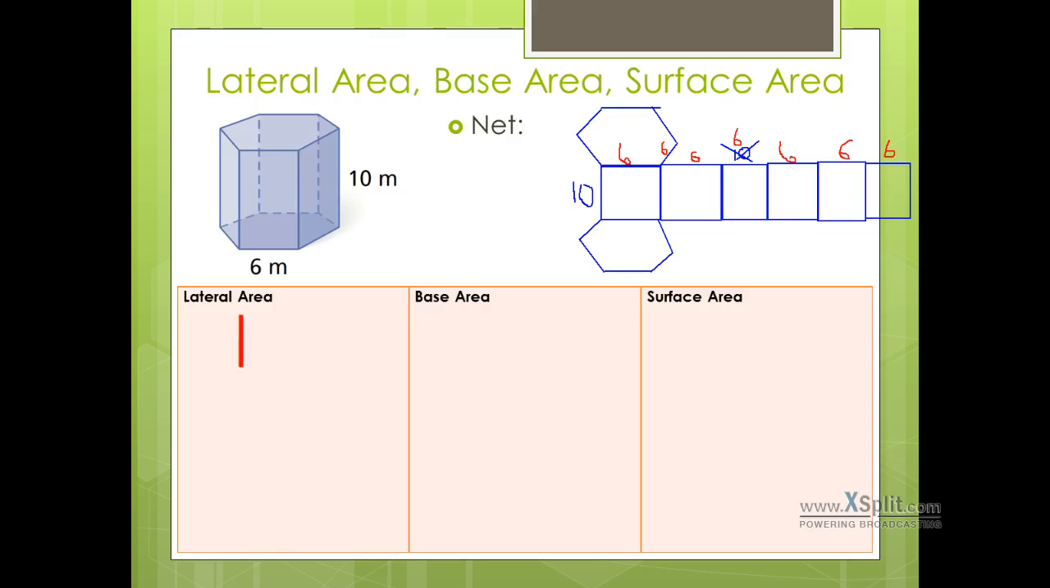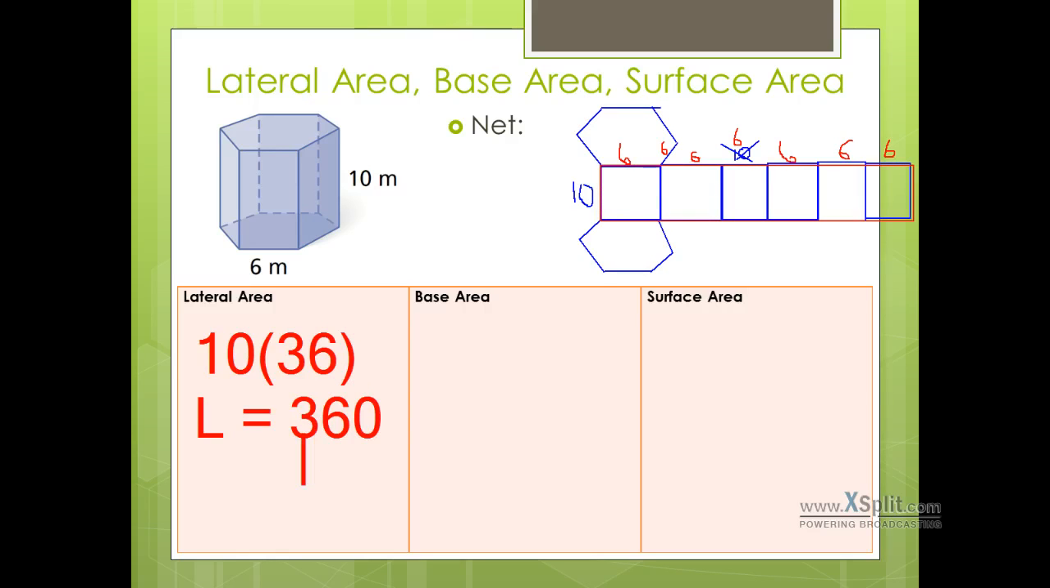Excellent. If you want to find the lateral area, well, overall we have a large rectangle that is a 10 by 6 sixes, so 36. That's a 10 by a 36. We'd say that the lateral area is 360 units. We could say that's 360 meters squared for the lateral area. Now we need to look at the hexagon specifically.